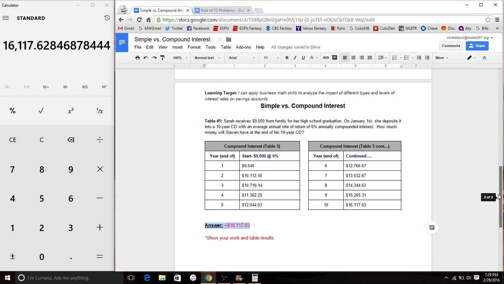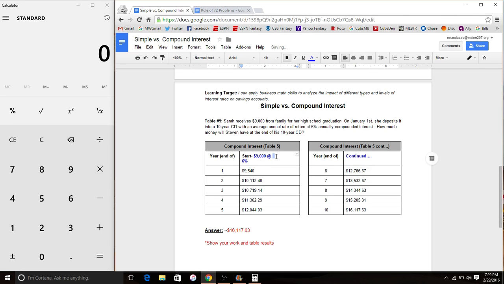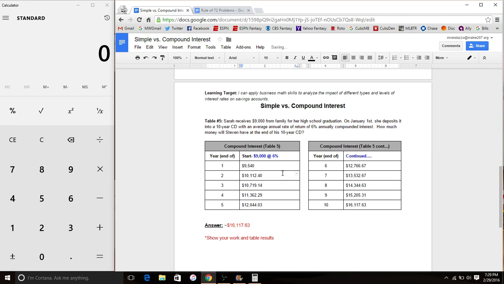Once again, all you're doing is math. You're taking the number, you're multiplying it by 0.06, and then you're adding it to the principal. So then for the next one, you're taking that new number, multiplying by 0.06, adding it to the previous principal. And keep going and going and going, and that's how much money.